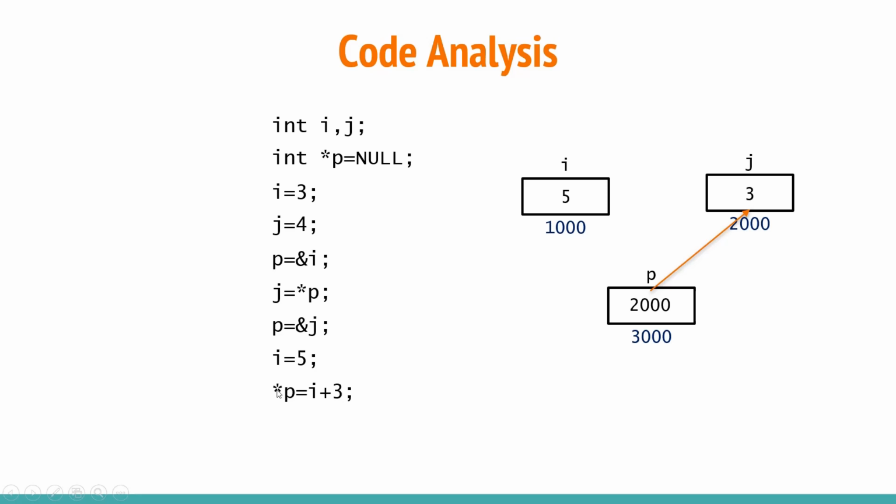What is the meaning of star p? The value at the address 2000. What is the value available at the address 2000? It is 3. So you are indirectly copying the value 5 plus 3, which is 8, into that location. You are not writing j equal to 8; rather, using pointers indirectly, you are able to copy the value 8. So when this statement gets executed, the value 8 gets copied to j. This is a very interesting code which makes us understand the concept of pointers in a more intuitive and innovative way.